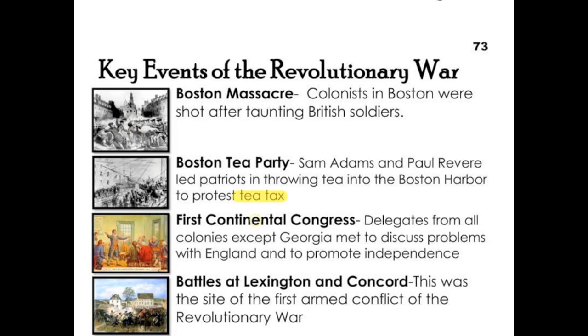And the First Continental Congress, where delegates from all colonies except Georgia met to discuss problems with England and to promote independence. And the battles at Lexington and Concord, this was the site of the first armed conflict of the Revolutionary War. And if you can know that much right there, hey, maybe you don't need to watch the video. But I'm going to go ahead and give you some information that may help you out.